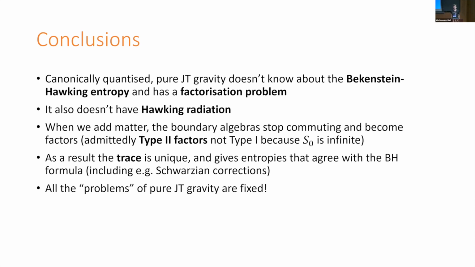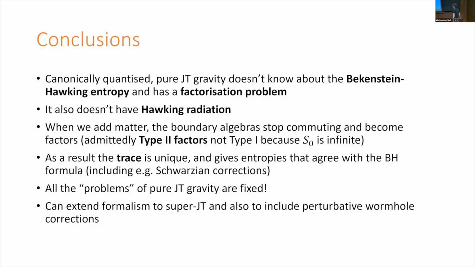So one could say that within its domain of validity, all the problems of pure JT gravity get fixed by adding matter. You can extend the formulation to super JT, as I briefly mentioned. You can also include perturbative wormhole corrections. I didn't talk about that, but there's an interesting story there. It doesn't work quite as well because JT gravity with matter with wormholes isn't very well defined. But there's stuff to say.